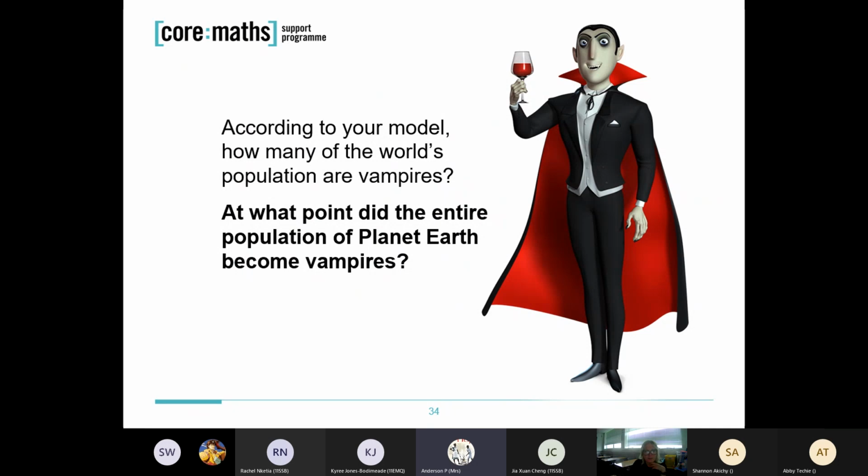So then we might ask other questions to work out how many of the world's population are vampires, and at what point did the entire population of planet Earth become vampires. I mean, this is just a silly scenario, obviously, but it's quite interesting to see how something quite innocuous at the beginning leads to the application that we would be able to make in terms of maths, and how we would be able to apply what we've learned in order to make a valid prediction. Okay. So in short, I suppose the course is all about maths in context.